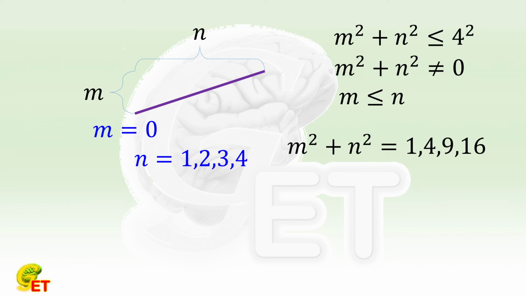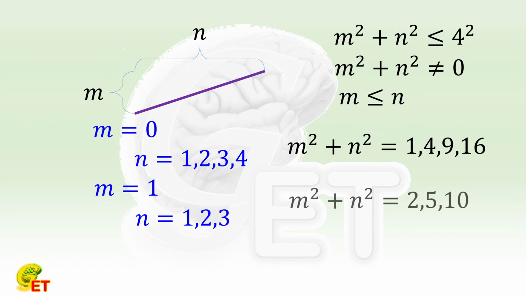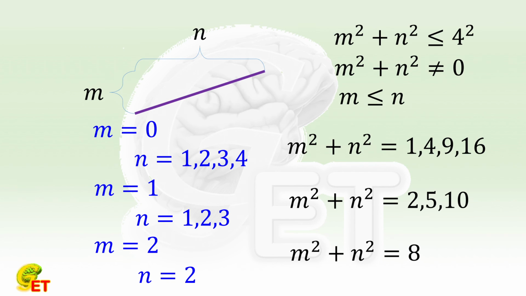When m is equal to 1, n can be equal to 1, 2, and 3, and the areas are 2, 5, and 10 respectively. When m is equal to 2, n can only be equal to 2, and the area is 8. There are really only 8 solutions.